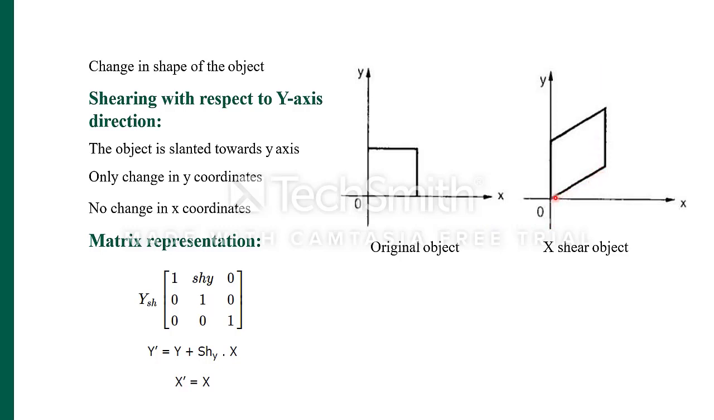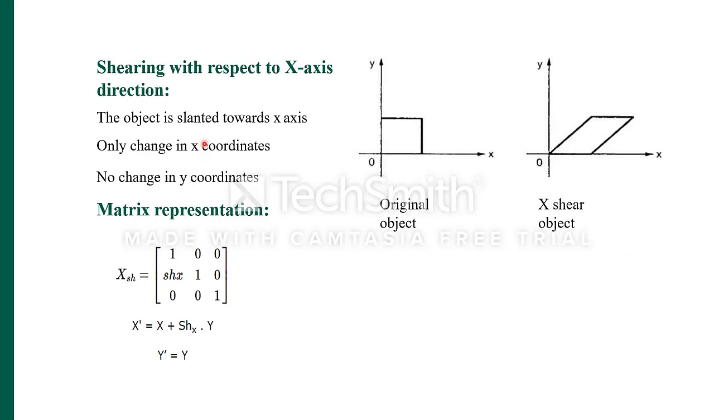If we observe, only the y coordinates will be changed and x will have no change in its values. The points of x will be the same, whereas y is changing its distance from the original object. So the matrix representation would be: the new coordinate of y would be y plus shy into x, and the x coordinate, as discussed, would be the same.